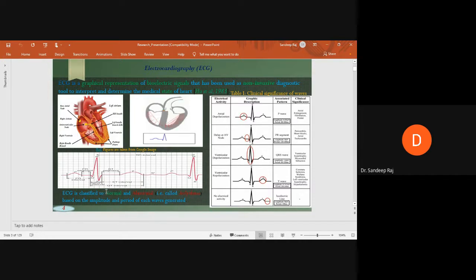So the ECG is classified as normal and abnormal based on the amplitude and period of each wave generated. As I have said, if there is a variation in the amplitude, every wave has its range and it depends on the person. Suppose if I measure my heart rate at this time, it may be 85 or 90. This is my normal heartbeat. But if I measure your heart rate using some kind of device, it may be 72, 75, 80 or 95. So it has to be justified what is normal and what is abnormal.